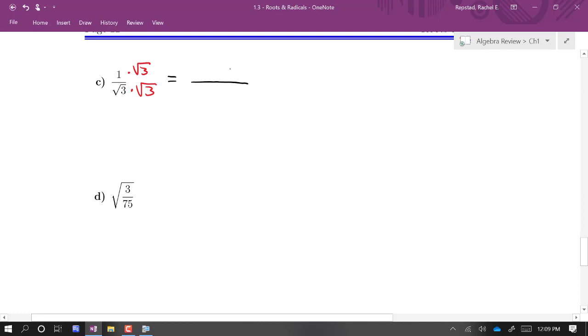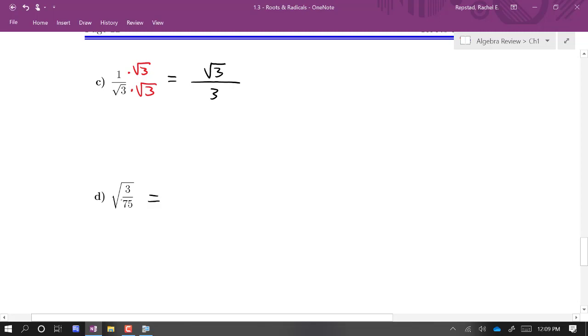On top, 1 times the square root of 3 is the square root of 3. On the bottom, the square root of 3 times the square root of 3 is 3. That's the definition of the square root of 3: if I multiply it by itself, I get 3. So this is our final result. There can be no reducing here. I cannot cancel the 3's because one's in a radical and one is not in a radical. So they're off limits for canceling, and that's as far as we can go.